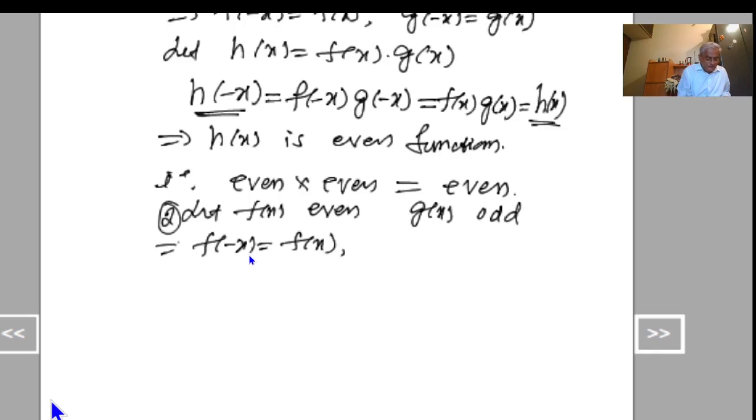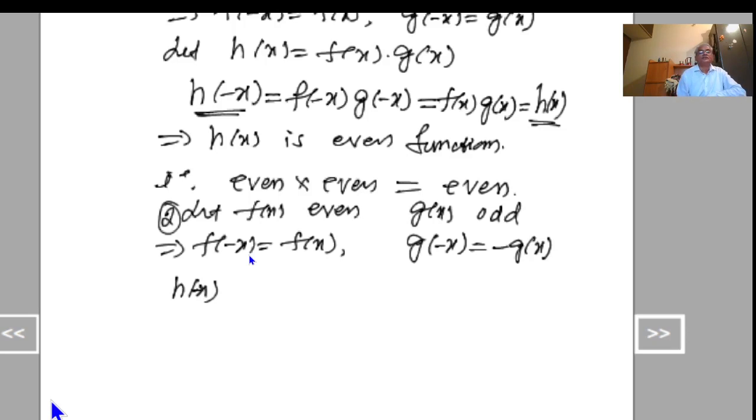let f(x) be even and g(x) be odd. Then f(x) is even means f(-x) equal to f(x), and g(-x) equal to, as g(x) is an odd function, this is equal to -g(x). Okay, now h(x), I have taken h(x) is equal to f(x) times g(x).